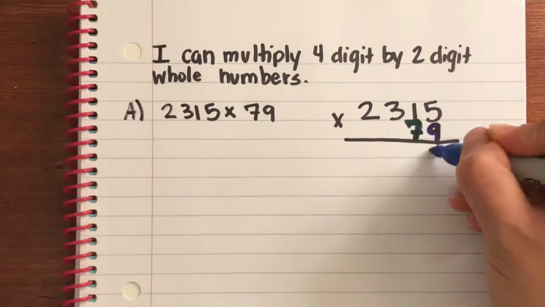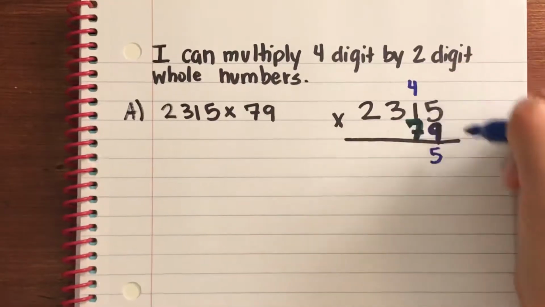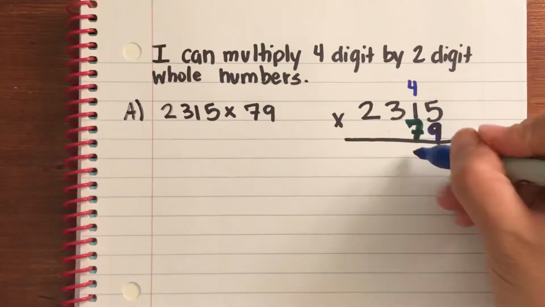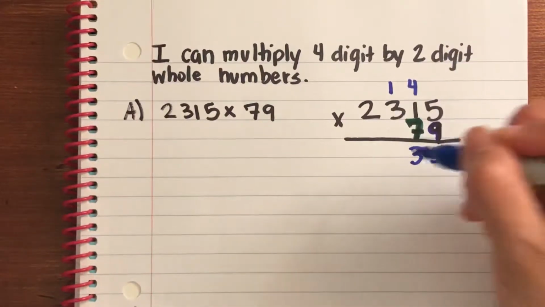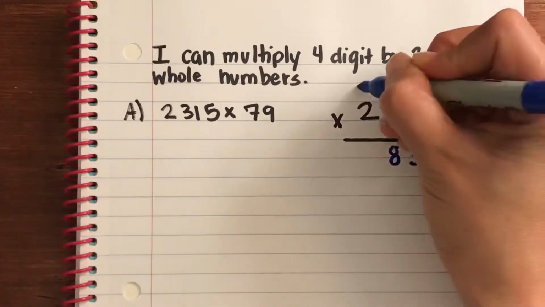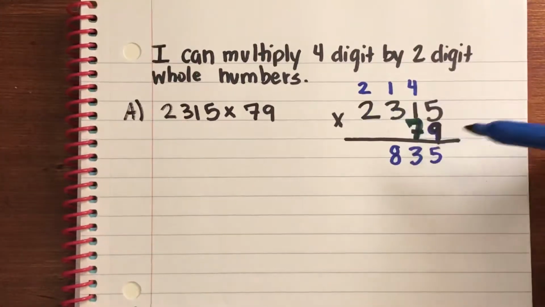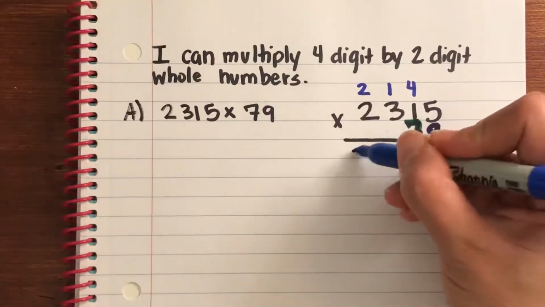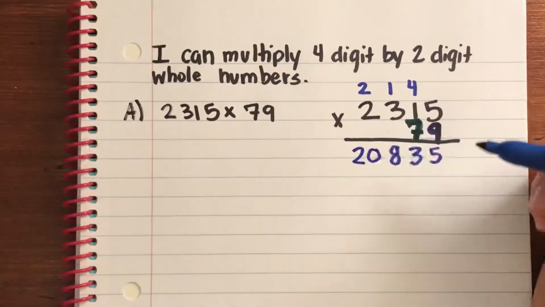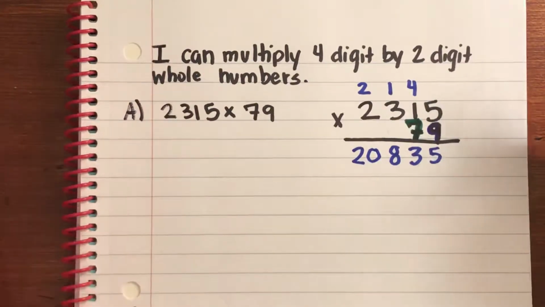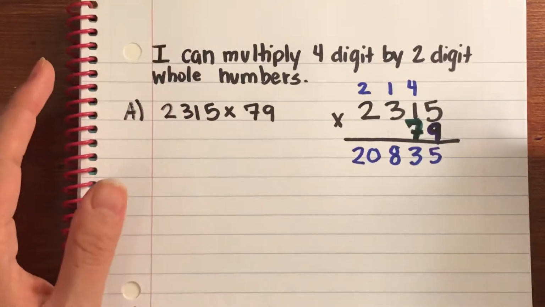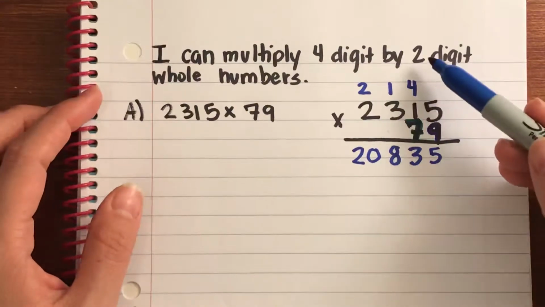So 5 times 9 is 45. 1 times 9 is 9 plus 4 is 13. 3 times 9 is 27 plus 1 is 28. And then 2 times 9 is 18 plus 2 is 20. All right, so if you've done 4-digit by 1-digit whole numbers, you know that's the end of your problem. But it's not 1-digit, it's by 2-digit whole numbers.